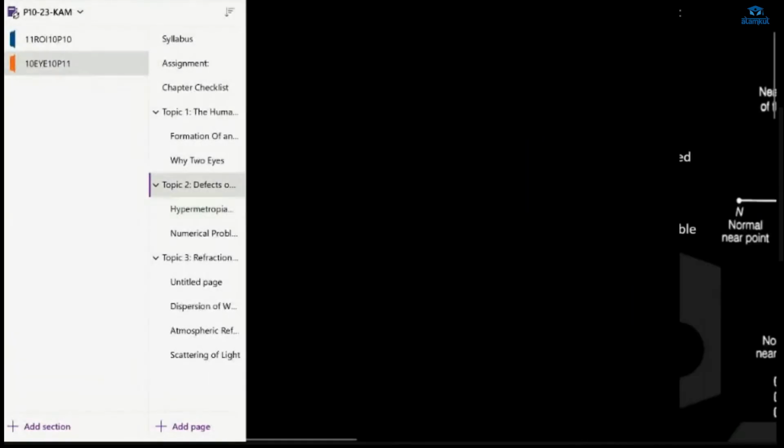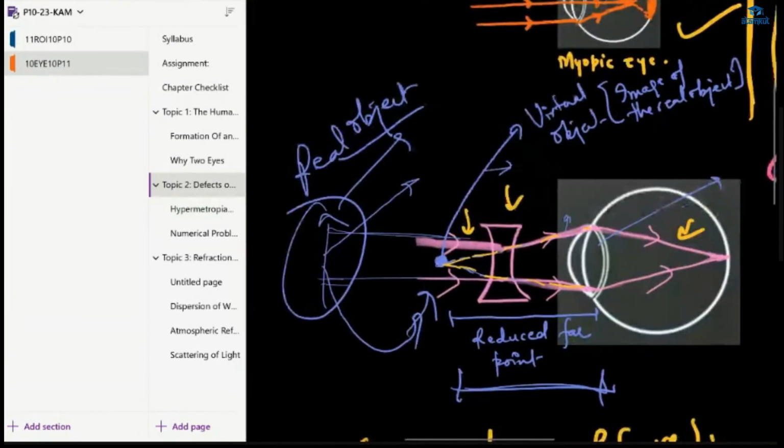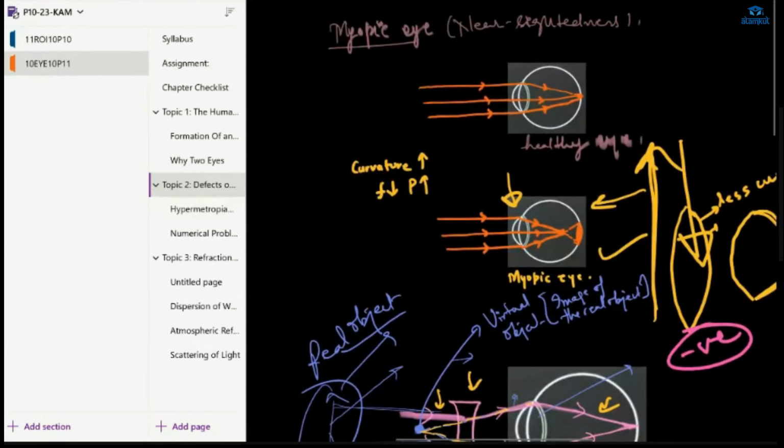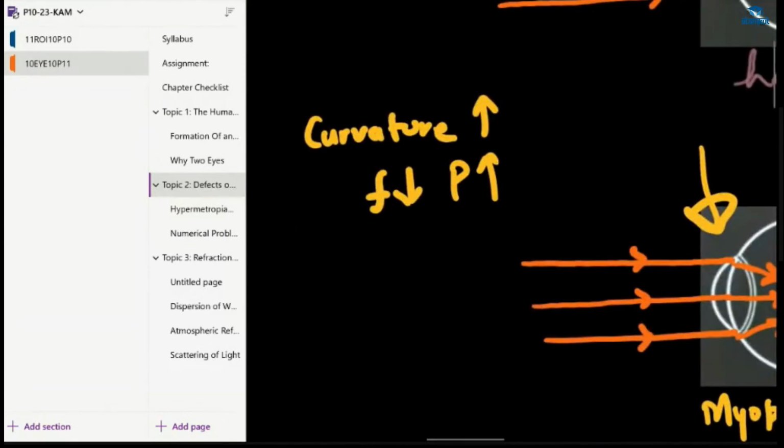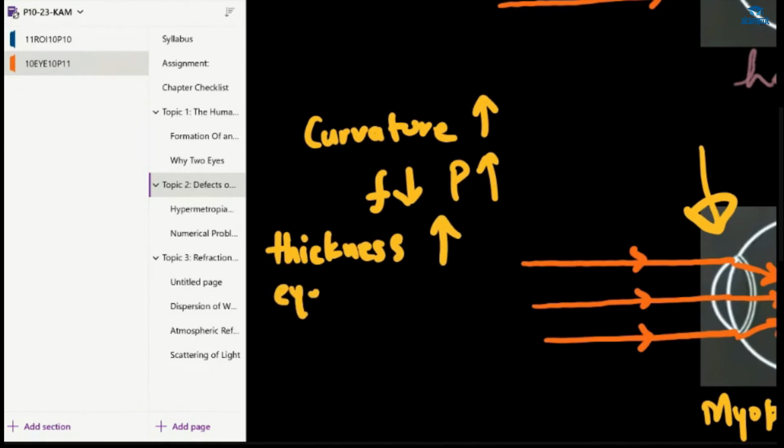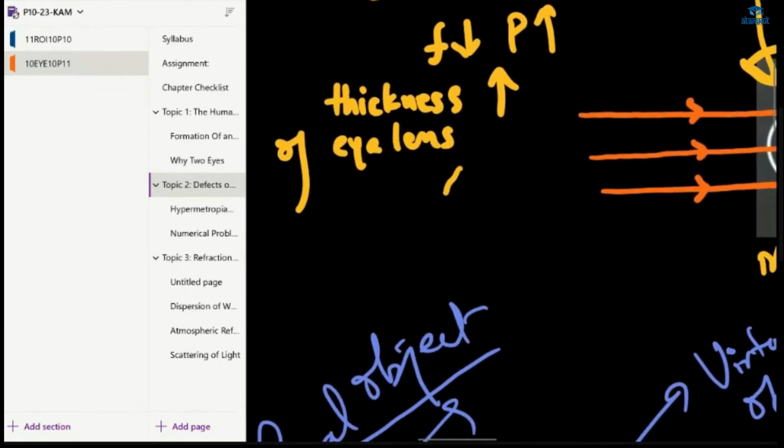Ma'am, yes, in a myopic eye, can we say that the thickness of the lens has increased? ऑब्वियसली थिकनेस ऑफ द लेंस इज इंक्रीज, दिस इज लिखे नहीं है क्या हम यहाँ पर? थिकनेस ऑफ द आई लेंस इंक्रीज हो जाता है ना. लिख देते हैं, थिकनेस इंक्रीज हो जाता है, ठीक है। थिकनेस ऑफ द आई लेंस, ये मत कंफ्यूज हो जाना.